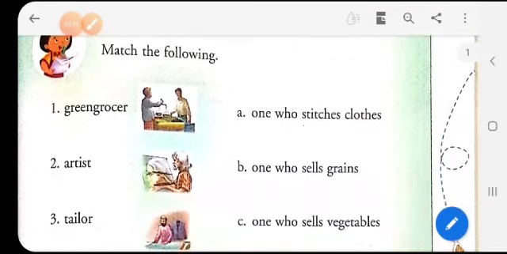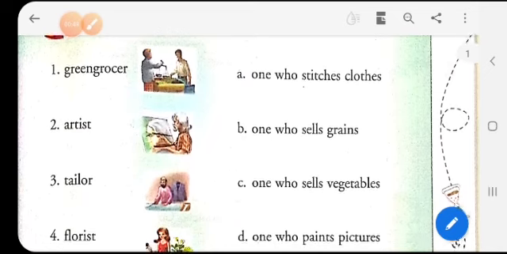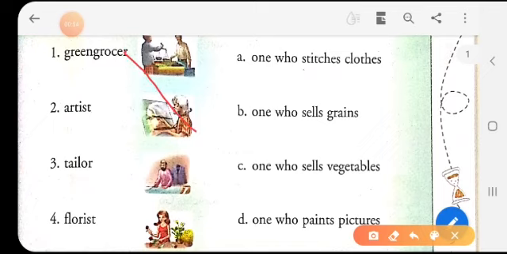Now here is an exercise which we have to do, which says match the following. Now let's do the match. The first is the greengrocer. So who is a greengrocer? One who sells vegetables. So we'll match a greengrocer to one who sells vegetables. So let's match it. It is C.